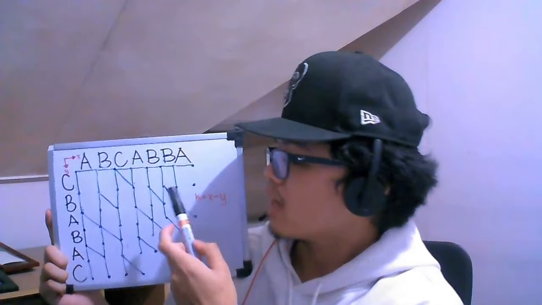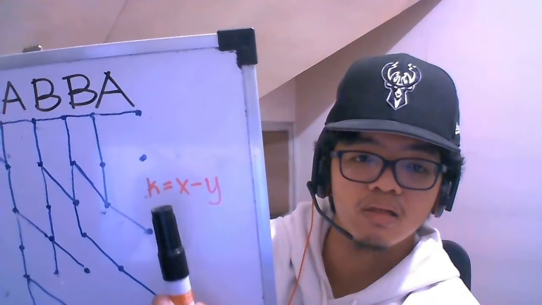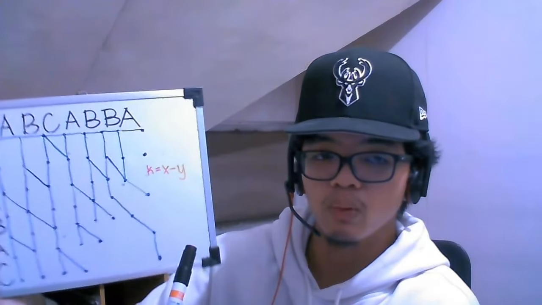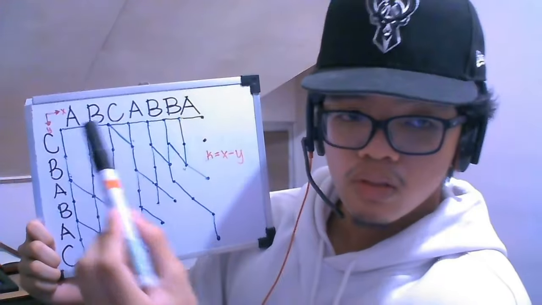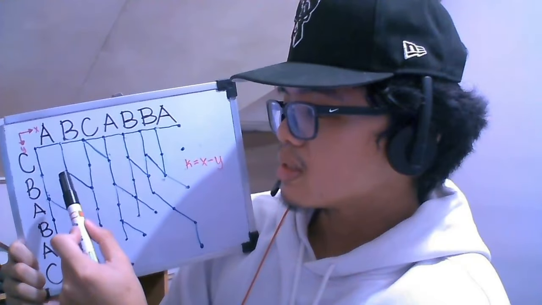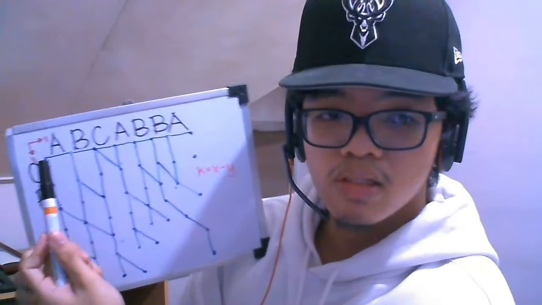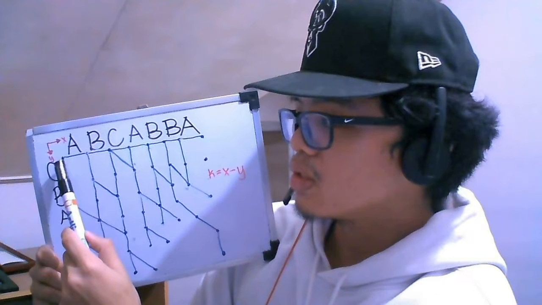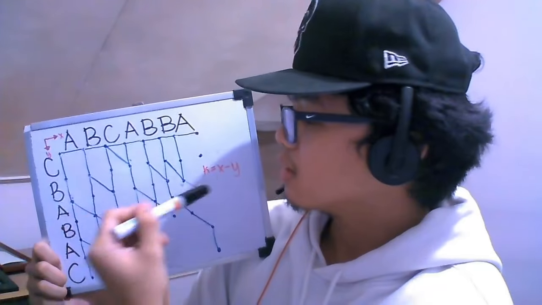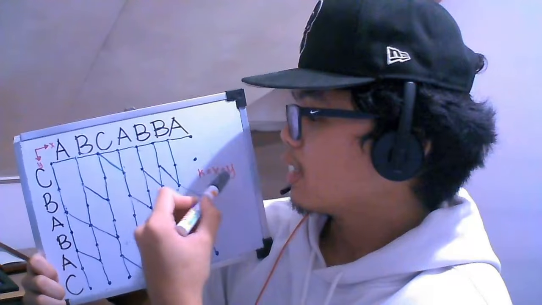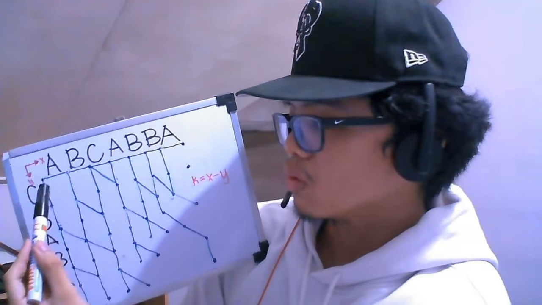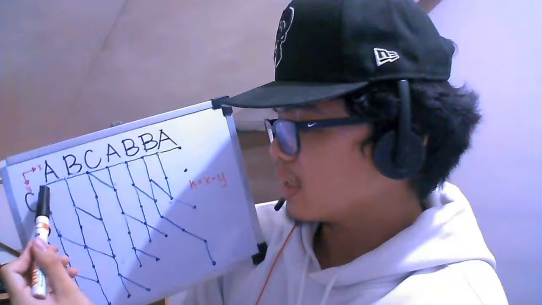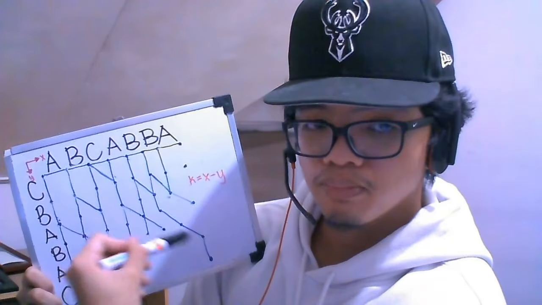Then you also have k. I hope you can see that, k. So k represents the diagonal of the point. Okay. So let's take the very first point, for example. This has an x and y of 0, 0, and the diagonal would be 0. x, 0 minus 0, is 0. So a diagonal of 0 means the very middle diagonal of the two strings. Okay.